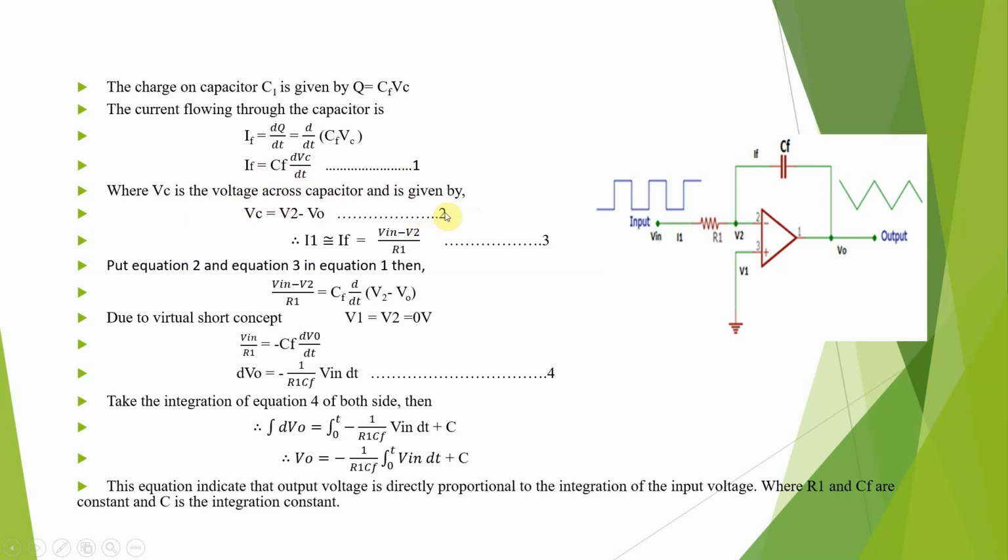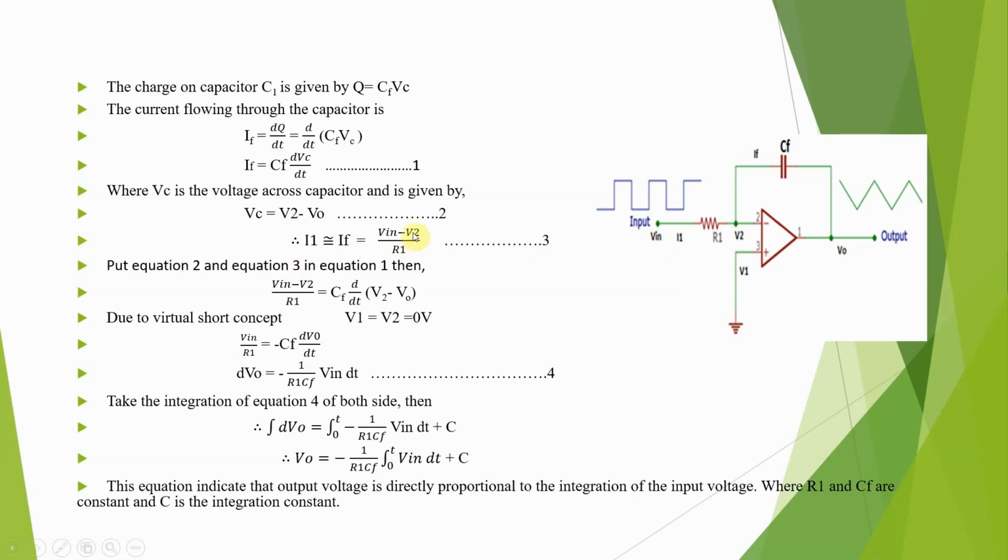Then put the value of Vc. Then what is the input current? The input current I1 or Iin is equal to the feedback current, that is IF. Current is always voltage divided by resistance. Therefore, it is equal to V in minus V2, this voltage V in minus V2, divided by R1. This is equation number 3.